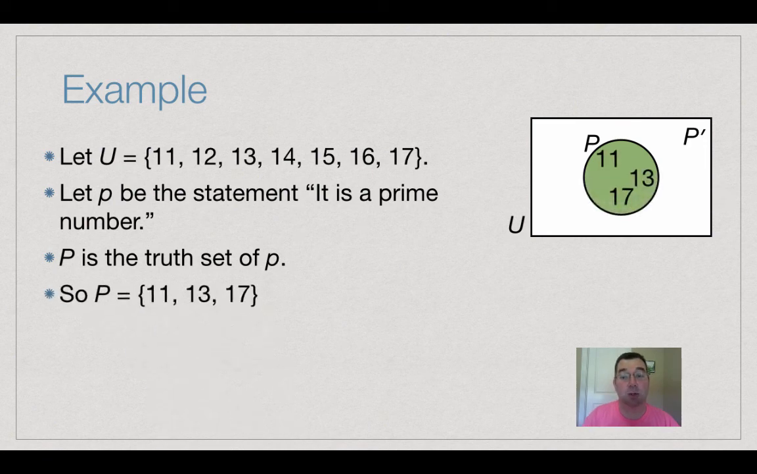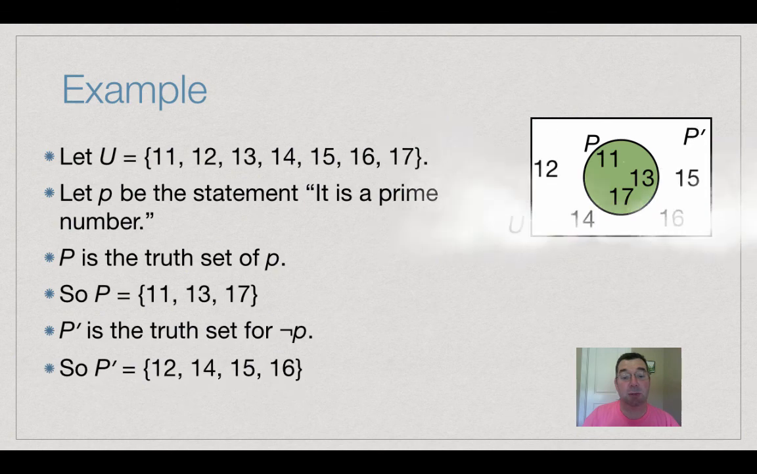So P is going to be the set of numbers 11, 13, and 17 because all of those are prime numbers. And then P prime is the truth set for not P. So that's just going to be the other numbers 12, 14, 15, and 16. So that's just a little demonstration of how Venn diagrams and propositions fit together.